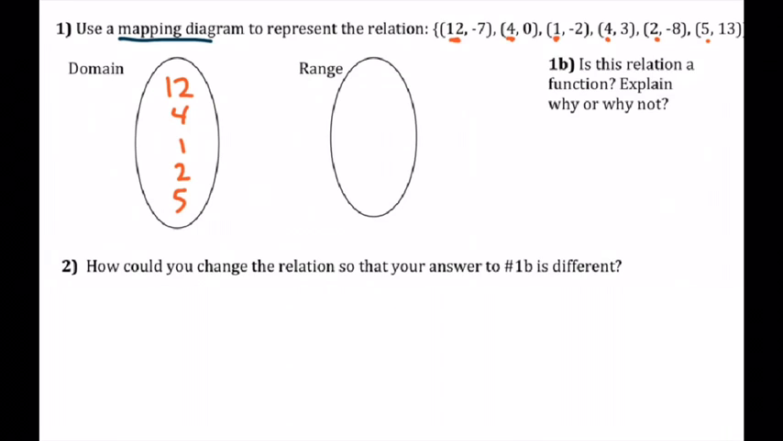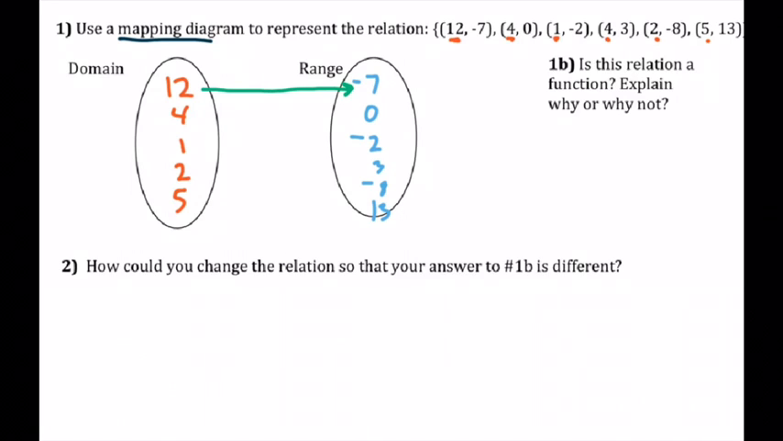And then I'm going to do the same thing with my range numbers. So my range numbers, I'm going to have -7, 0, -2, 3, -8, and 13. Okay, so that's the start of my mapping diagram, but I'm not finished yet. This next part is a very important piece of the mapping diagram because this shows how the input gives us an output. And so you're going to draw an arrow from 12 to -7 because that indicates that an input of 12 gives us a result of -7.